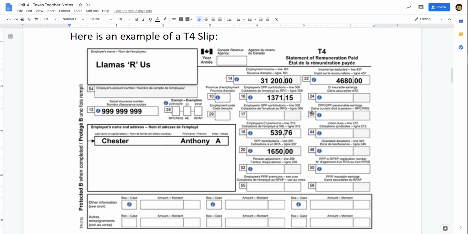So here's an example. I put in some fake numbers and figures in here, and we'll just go off of this. Here we can see clearly the employer name in the top left. It's called Llamas R Us.